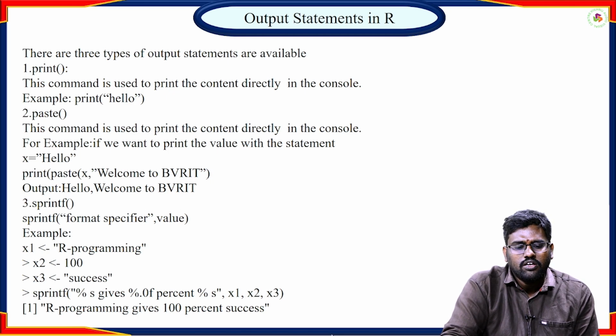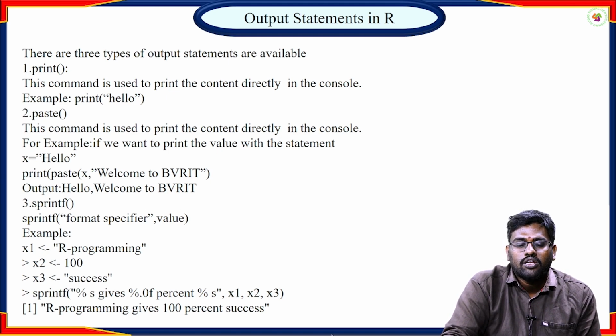Now, for example, if I give x is equal to hello. When we use both print and paste at a time, if the statement we need to print has a variable value along with the string, we use print of paste of the variable name, comma, that particular string. So it accepts both the variable value as well as the string value. So they print x value is hello, hello welcome to BVRIT. Like this the output will be printed.